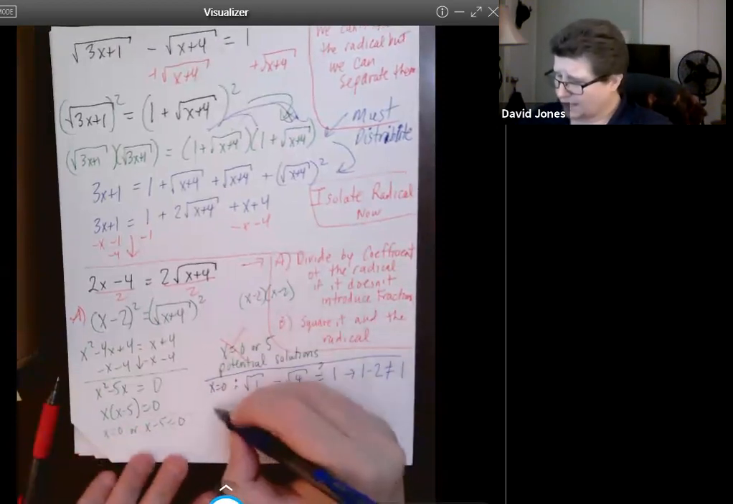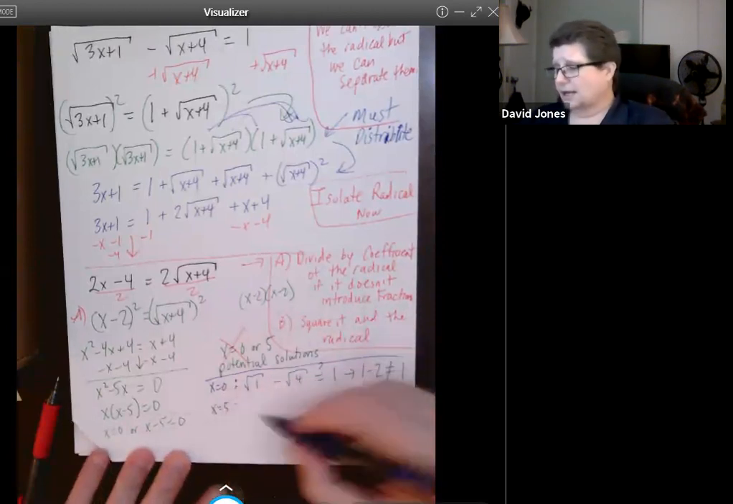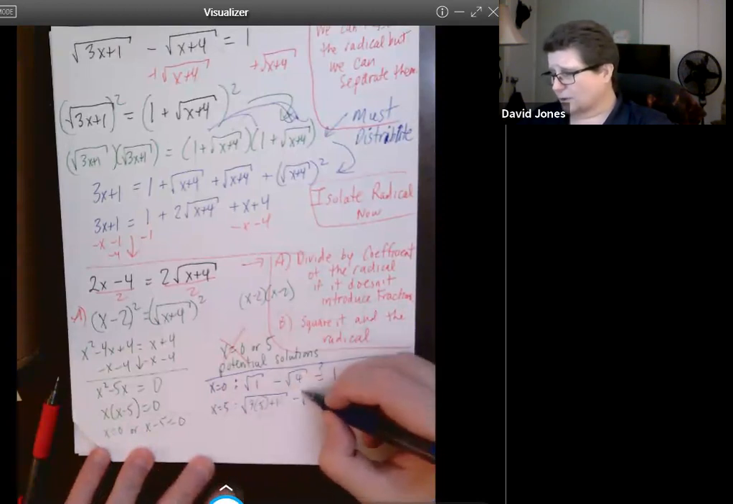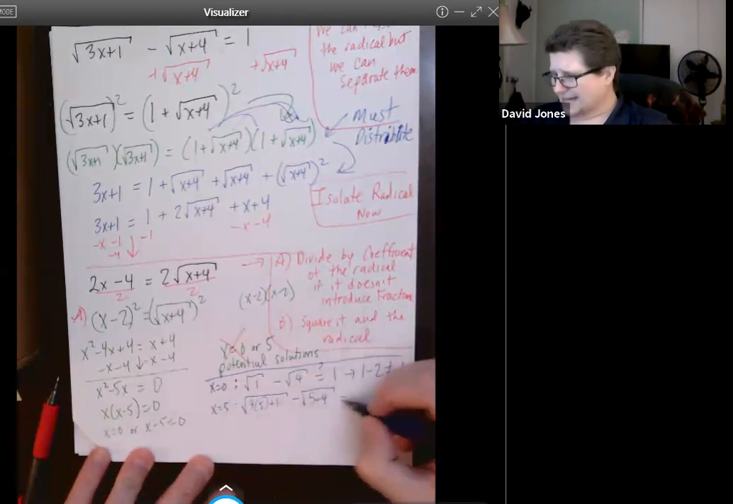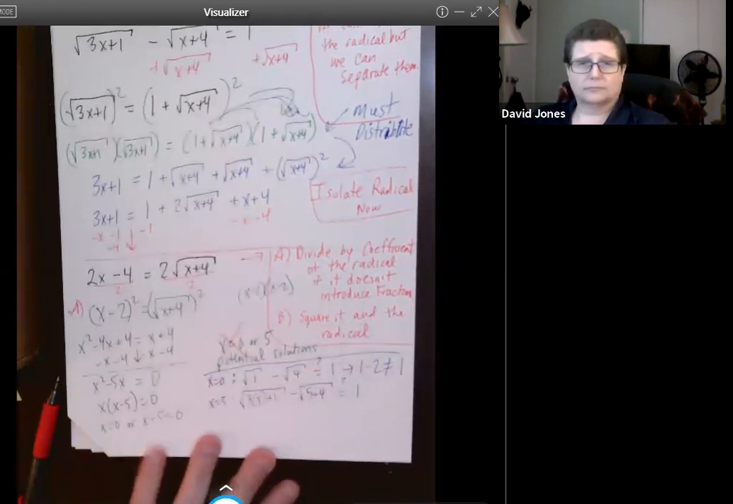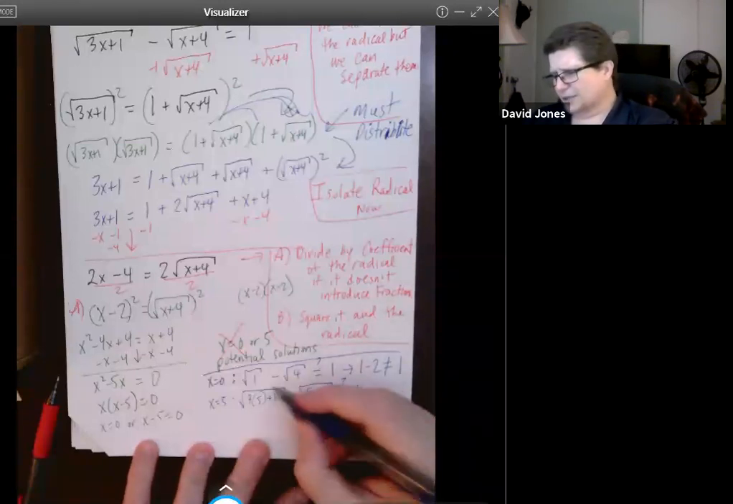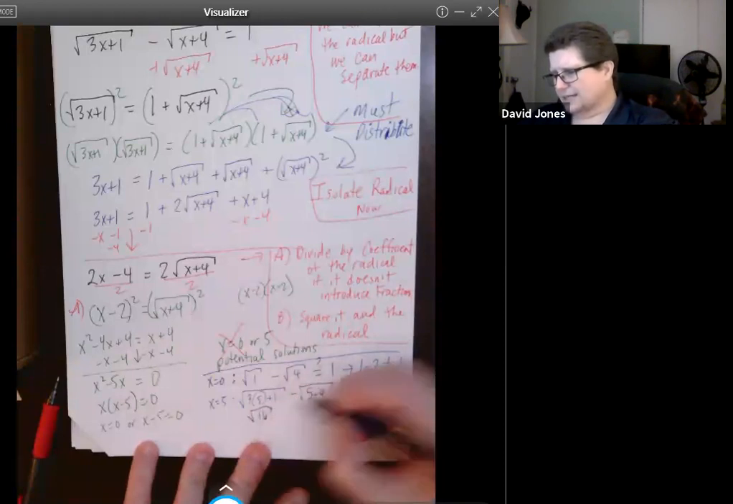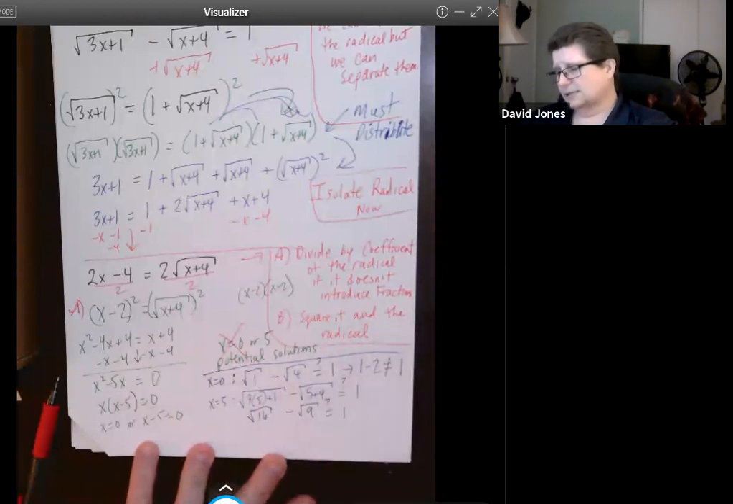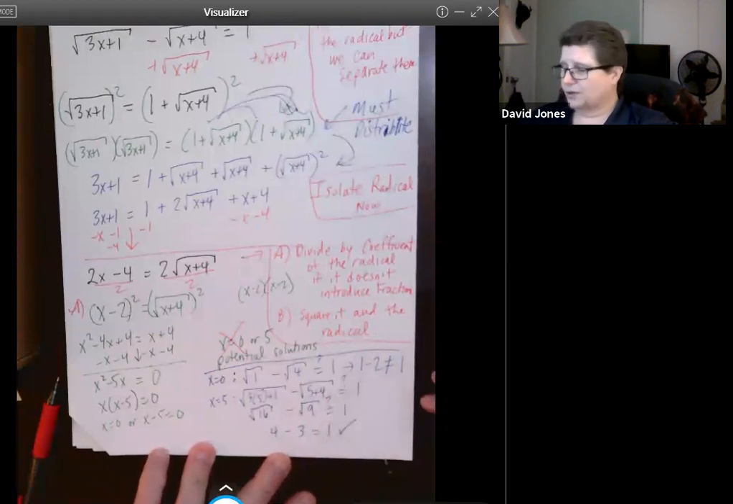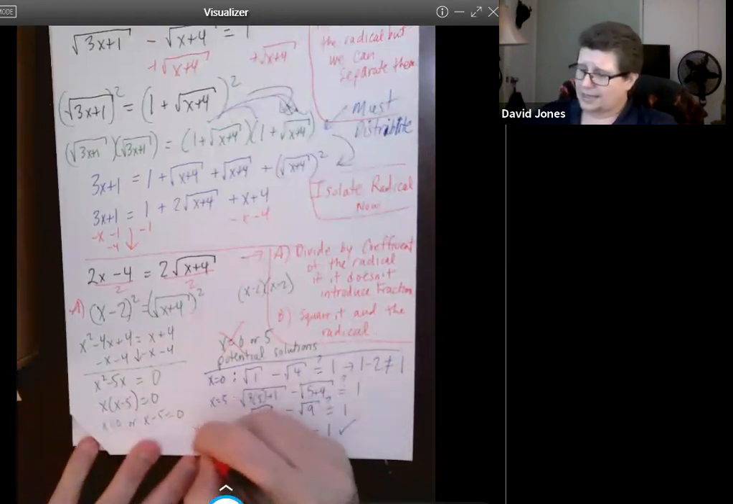Now we'll check x equals 5. I've got the square root of 3 times 5 plus 1 minus the square root of 5 plus 4. Does that equal 1? Three times 5 is 15 plus 1 is 16. Square root of 16, and then minus 5 plus 4 is 9, square root of 9. Does that equal 1? Square root of 16 is 4, square root of 9 is 3. I've got 4 minus 3 equals 1. That's true. So our only solution is x equals 5.